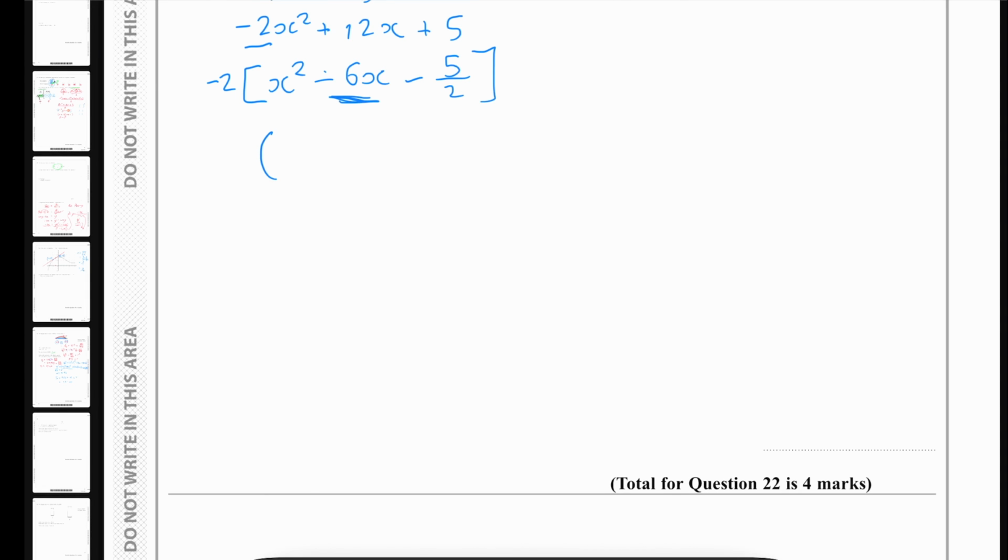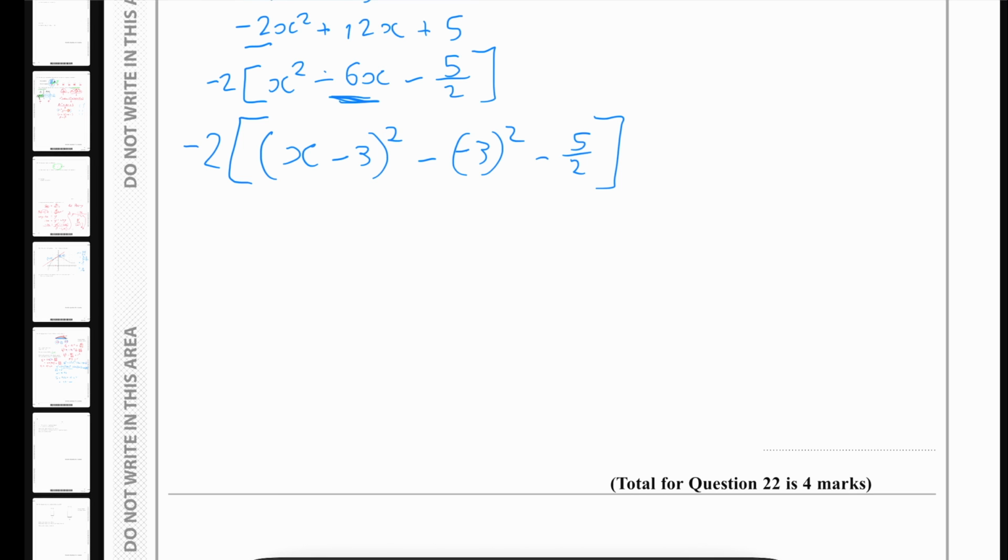So we will set up our brackets, x and half of minus 6, minus 3. So that's the halve it. Then we square it and take it away. So we're going to minus 3, and then don't forget the 5 over 2. And on top of that, don't forget my original bracket.